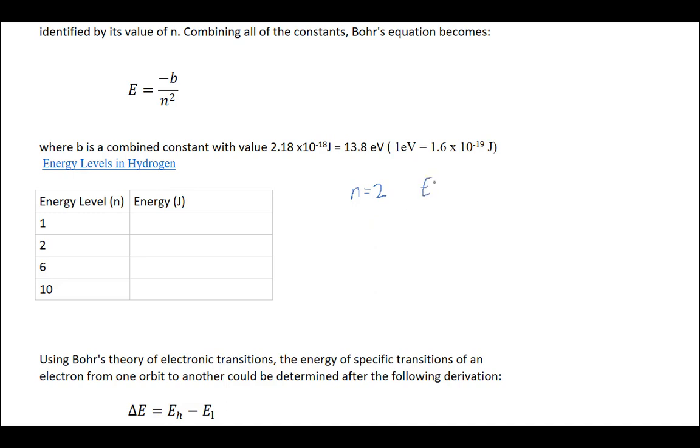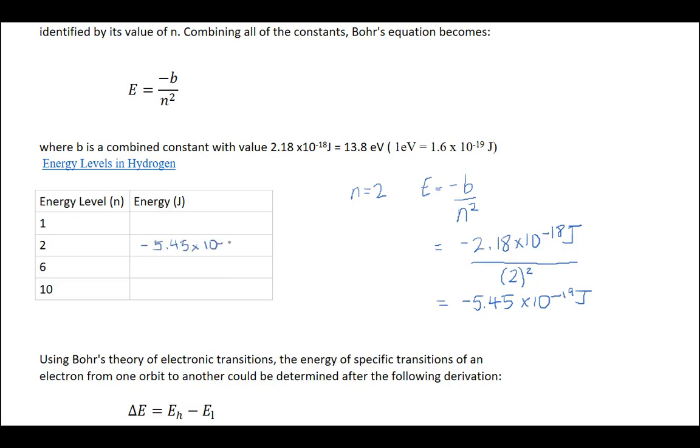Okay, so E is equal to negative b over n squared. So negative b will be negative 2.18 times 10 to the negative 18 joules. And if n is equal to 2, we're going to divide by 2 squared. We're going to divide by 4. So the value here is negative 5.45 times 10 to the negative 19. Okay. So that energy here, negative 5.45 times 10 to the negative 19. And my joules is written up there.